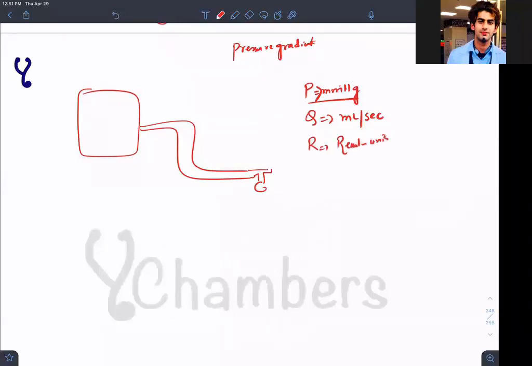Okay. So for example, I have 100 resistances. I will say 100 R, resistance is 6 R, resistance is 5 R, like that.